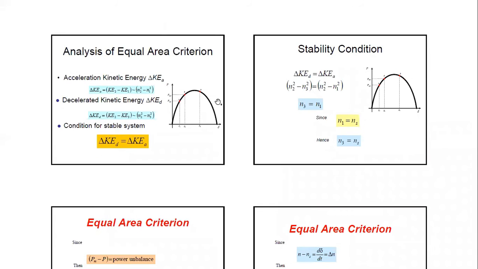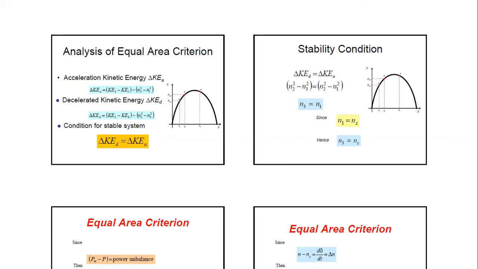Now we'll analyze this. The acceleration kinetic energy, delta KEA, has been expressed by this particular equation: delta KEA is equal to K into E2 minus K into E1, which is approximately equal to N2 square minus N1 square. N2 square means the speed when there is a change in the mechanical input energy, and N1 is the speed before the sudden change in the mechanical increase in power.